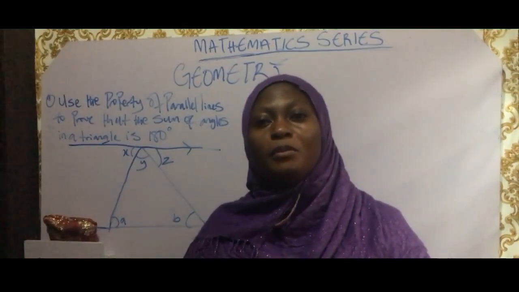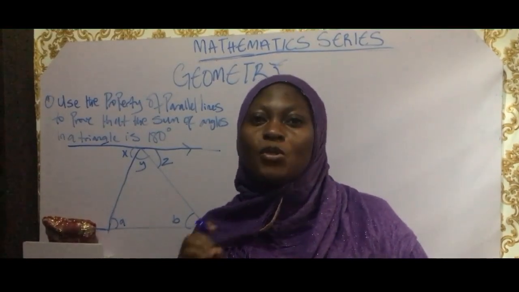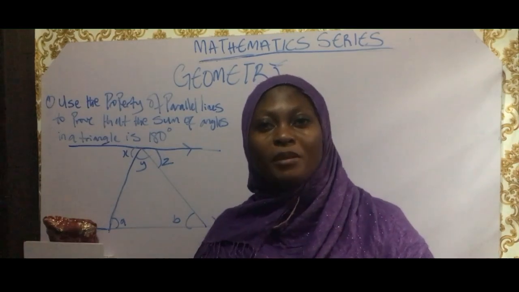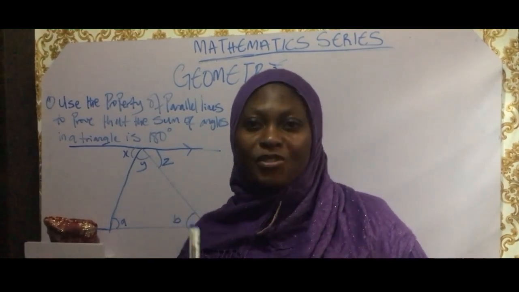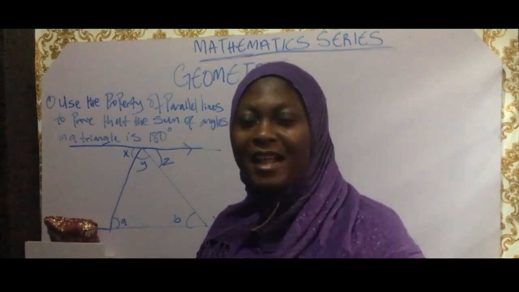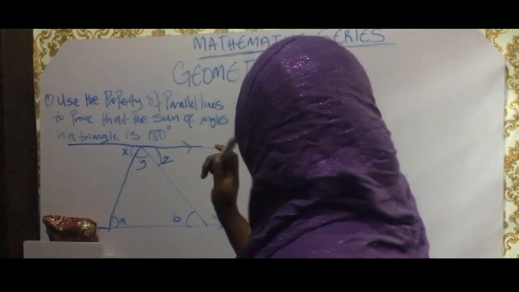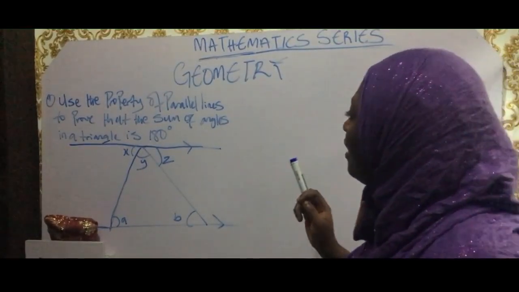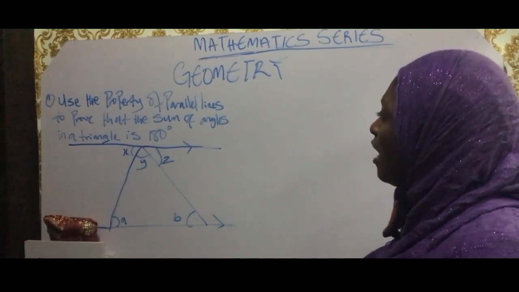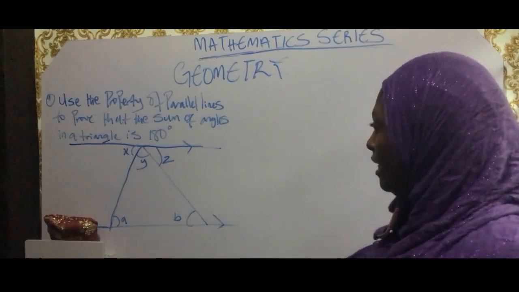Yesterday, we learned about the properties of parallel lines. Today, we are going to learn how to use the property of parallel lines to prove that the sum of angles in a triangle is equal to 180. Let's go. We have a question on the board which says, use the property of parallel lines to prove that the sum of angles in a triangle is 180 degrees.